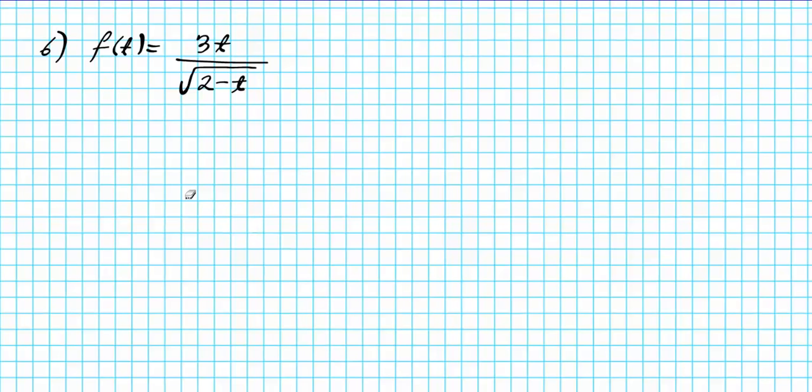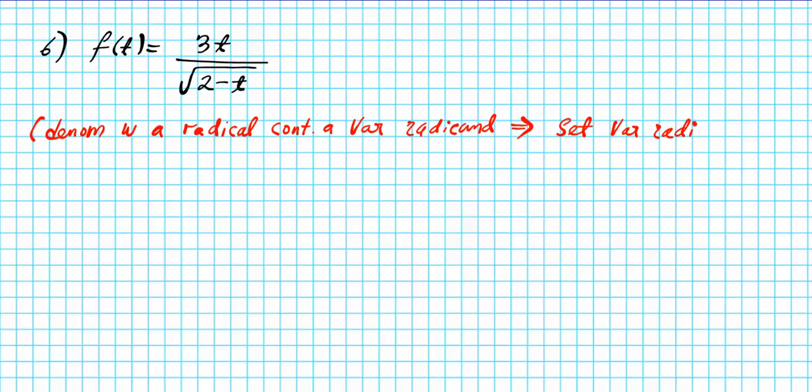Okay, so let's go ahead and write down the approach here. So what we have is a denominator with a radical containing a variable radicand. All right, so the denominator is a radical with a variable radicand. In that case, you're simply going to set that radicand, that variable radicand, to what? To strictly greater than 0 and solve. All right, that's a combination of steps numbers 1 and 2.